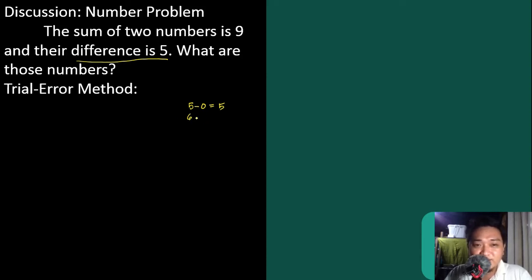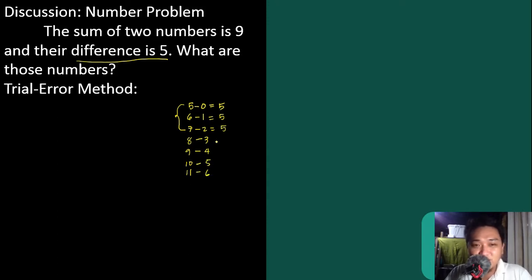We can also have 6 minus 1, that is also 5. We could continue this. 7 minus 2, that is also 5. And kung mapapansin nyo po, meron siyang pattern, ano? So 5, 6, 7, we can continue this: 8, 9, 10, 11, and so on and so forth. The same with the partner, yung partner nung number na yan, or yung magiging ordered pair natin mamaya. So 0, 1, 2, 3, 4, 5, 6.